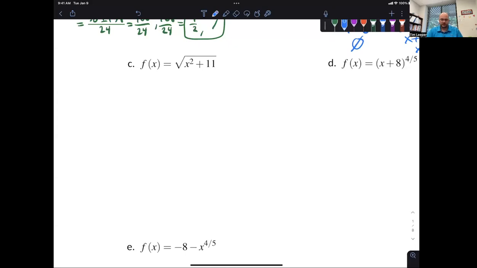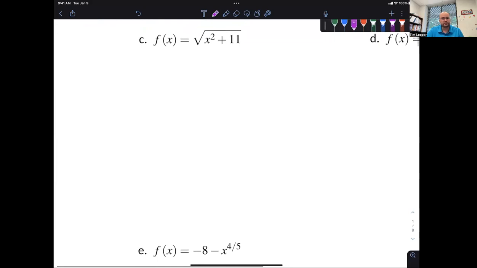Hello. In this video, we want to go ahead and find, this is example 1C on the review for example 3. And so we're going to go ahead and find the critical numbers for f of x equals the square root of x squared plus 11. Now, to find the critical numbers, we first need to understand the domain.